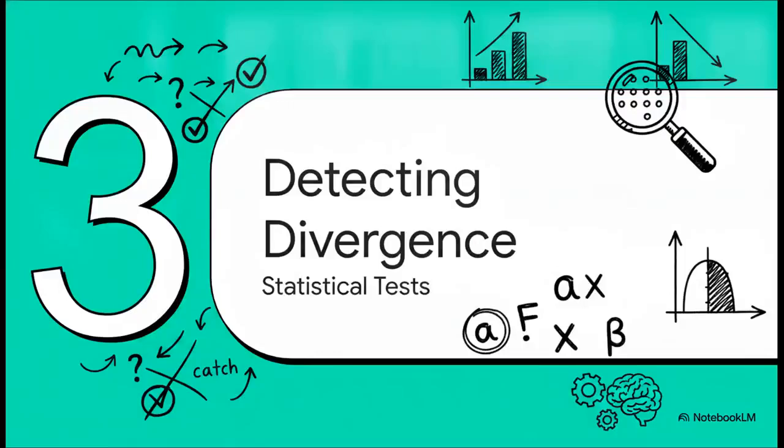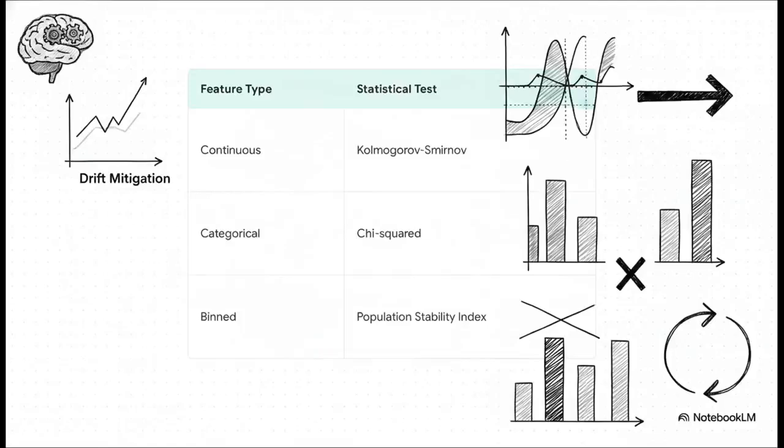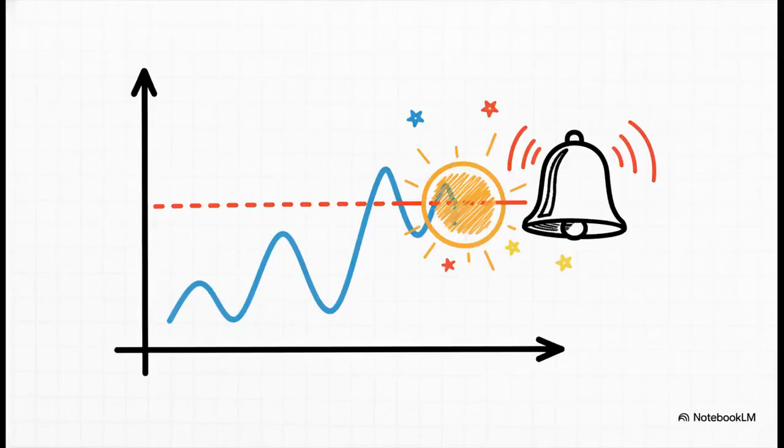Section 3. Detecting the divergence. Luckily, catching this isn't just guesswork. Engineering teams actually use rigorous statistical tests to compare their current live data against a saved baseline. For continuous features, we map this to the Kolmogorov-Smirnov test. For categorical features, we rely on chi-squared tests. And for binned comparisons, we look at the population stability index. It's a highly precise system. The moment these statistical tests show the divergence crossing a defined mathematical threshold, boom, your monitoring finally fires an alert.